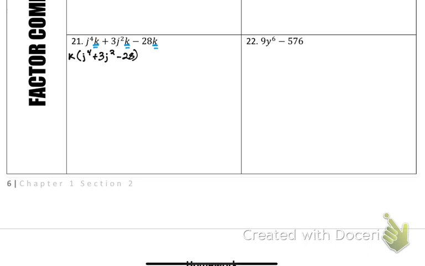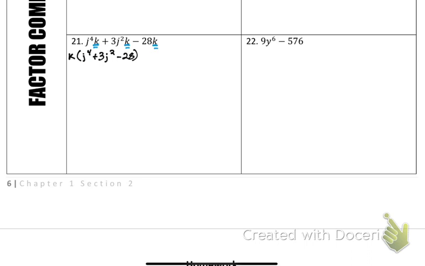And now it's just factor by grouping. We already did a bunch of those. I'm just going to put a dot, but you're going to end up with k times... Oh, I guess we should do this one. I lied. We should probably go through this one because this one has an extra step in it. So let's go ahead and factor this one.